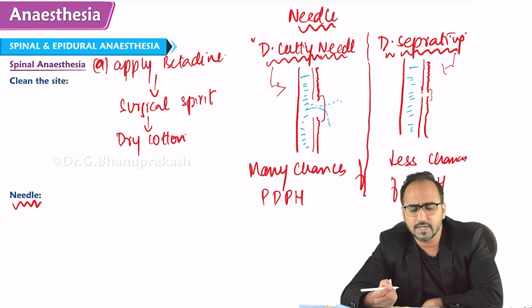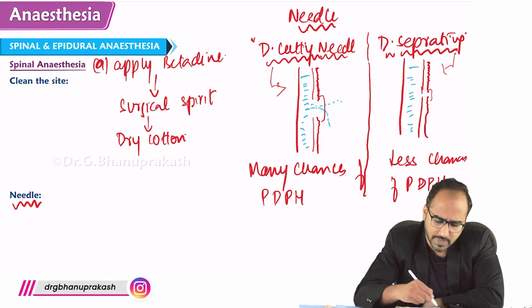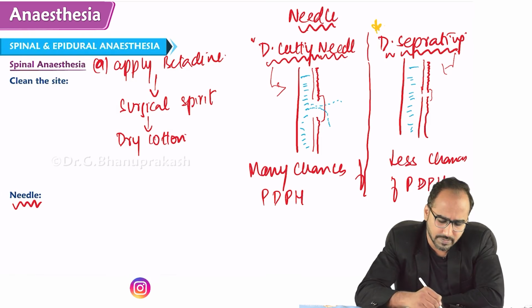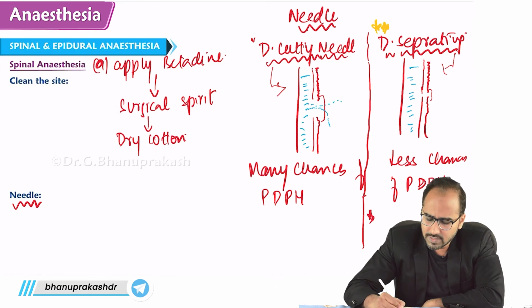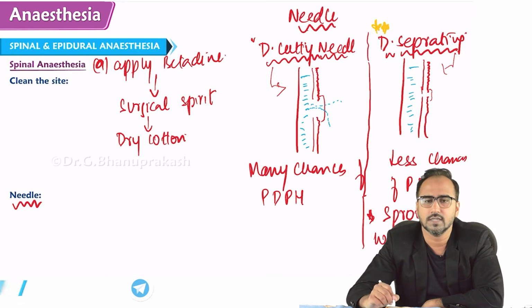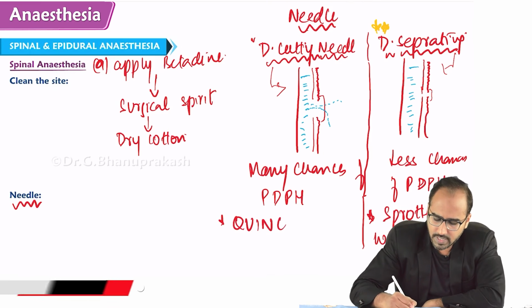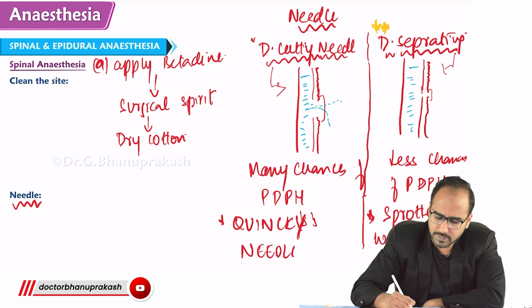The question remains same. What needle will you use now? Everyone will get this concept clear. The needle that we use in spinal anesthesia, what needle is it, guys? It is the dura separating needle. It is a thin bore dura separating needle, right? This dura separating needle is also called Sprotte's or Whitacre needle, right? Whereas dura cutting needle is called Quincke's needle. Dura cutting is called what needle, guys? Quincke's needle.